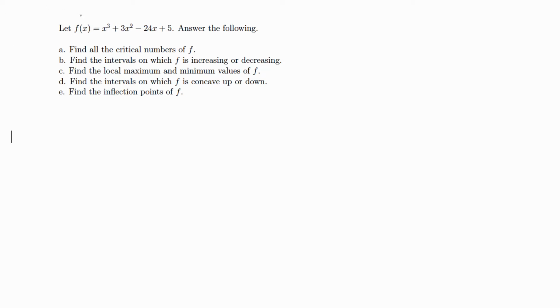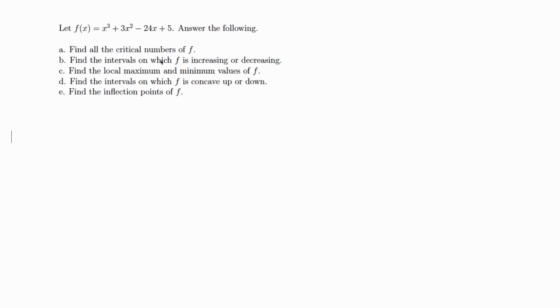Let f be given by x cubed plus 3x squared minus 24x plus 5. Answer the following. Find all the critical numbers of f. This is a polynomial, so critical numbers means find the derivative, set it equal to 0, and solve for x.